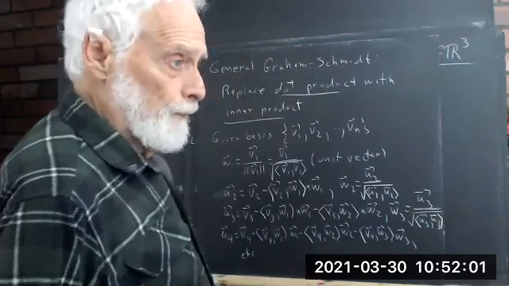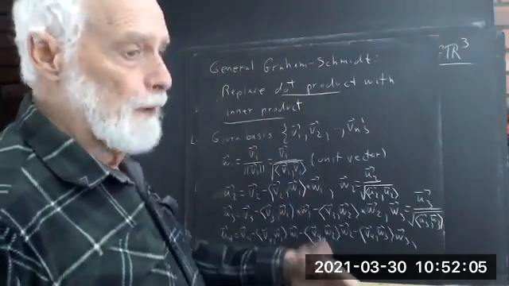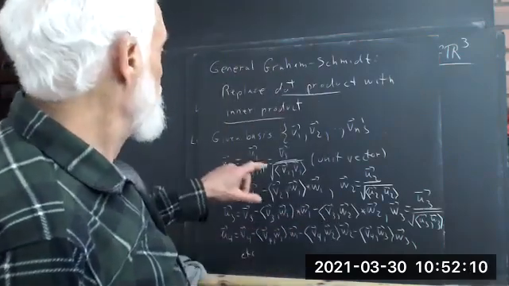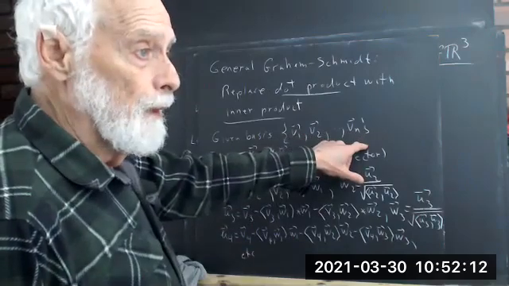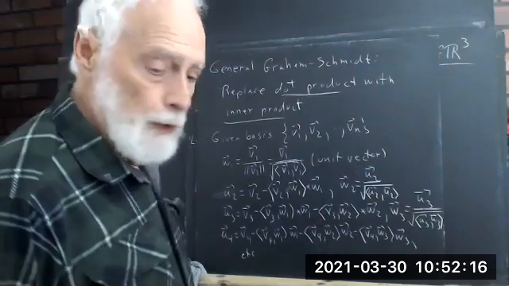Okay, so we generalize this to any inner product. It doesn't have to be a dot product. It doesn't have to be a Euclidean space. Any vector space, we've got a basis, we can convert it to an orthonormal basis.